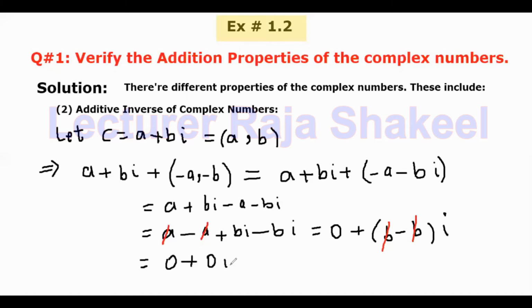So this is 0 iota. So 0 plus 0 iota is the additive identity. Basically, it is the additive identity because the addition of two different quantities has resulted in the additive identity. Therefore, the two quantities which have been added to each other are the additive inverse of each other.